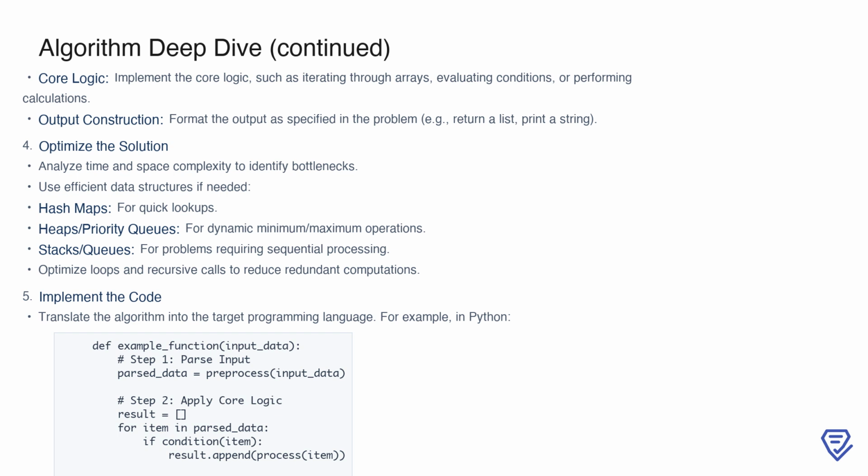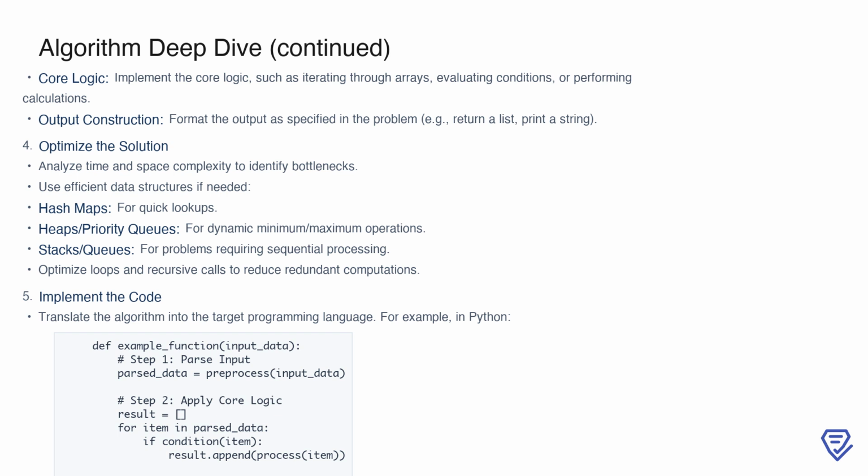With the algorithm designed, it's important to then focus on optimizing the solution. This means carefully analyzing the time and space complexity of your implementation to identify potential bottlenecks. Using efficient data structures can significantly improve performance. For example, hash maps allow quick lookups, heaps or priority queues are useful for dynamic minimum or maximum operations, and stacks or queues can simplify sequential processing tasks. Additionally, you can optimize loops and recursive calls to eliminate unnecessary computations.